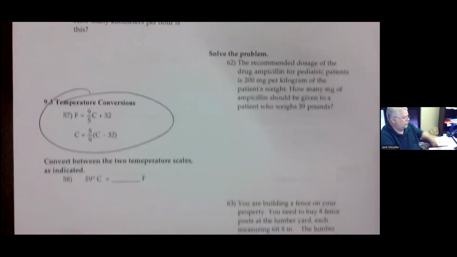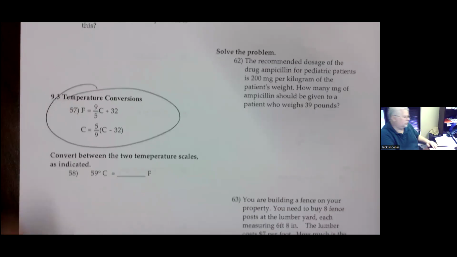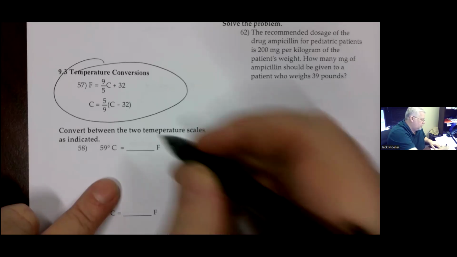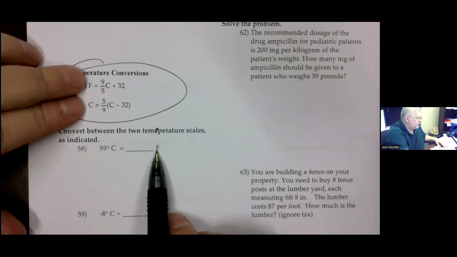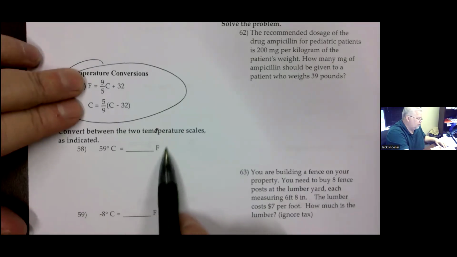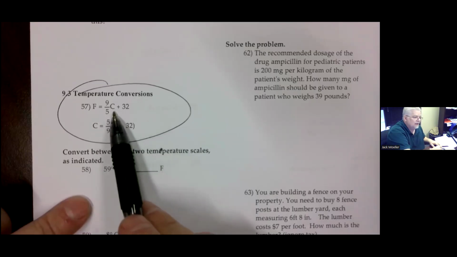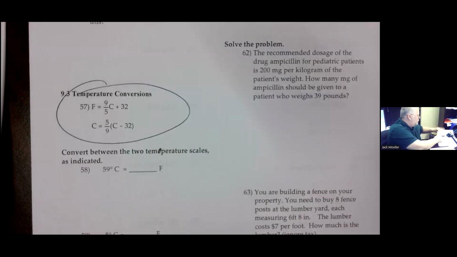And so in this case, we don't need the fraction stuff. We're just plugging into formulas. And how do you know which one to use? Well, let's see how we do this. So convert between the two temperature scales. We have 59 degrees C is equal to Fahrenheit. So which one of these makes more sense to use? Well, if we're trying to find Fahrenheit, use F equals. If we're trying to find C, then use C equals. And so what this tells us, like here on number 58, 59 degrees Celsius, they're telling you what C is. And when you just plug that into the formula and do the arithmetic.